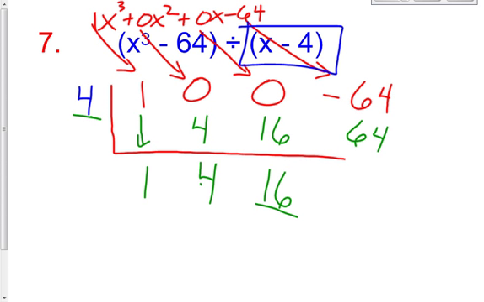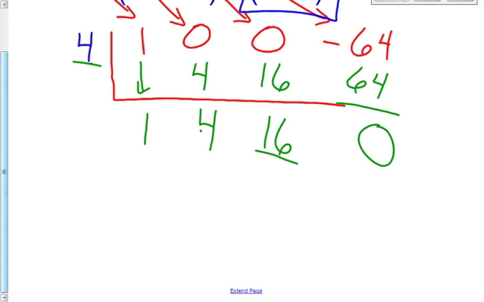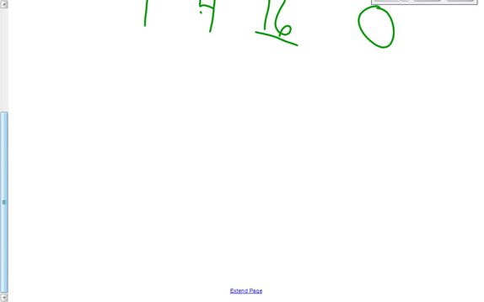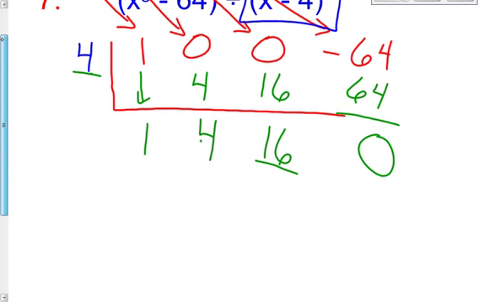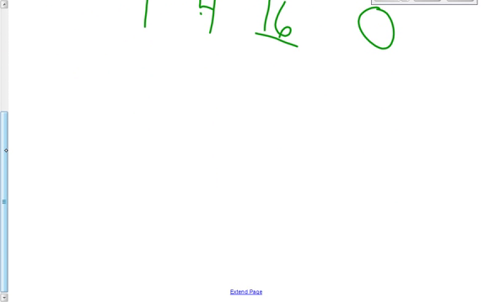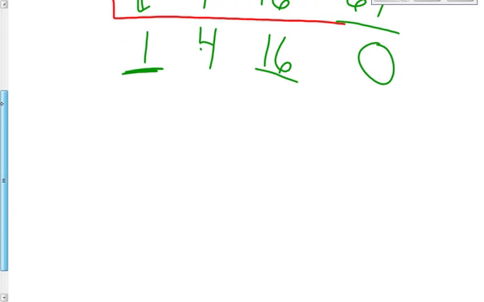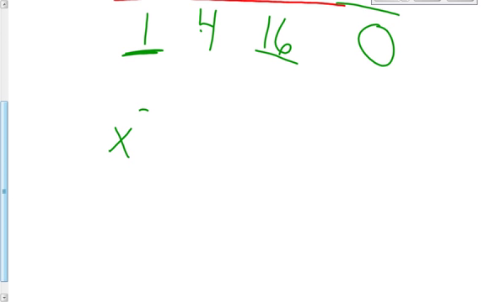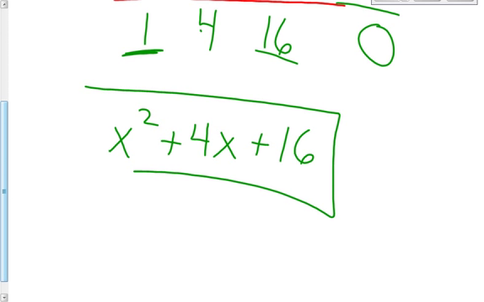And then you add a negative 64 plus 64. We get a remainder of 0. So if this is the case, 1, 4, and 16 are our coefficients of our polynomial from one power down from the highest degree of x. Our highest degree of x is x cubed. So that means this 1 represents the coefficient in front of x squared. So we have 1x squared plus 4x plus 16. And this is our answer.